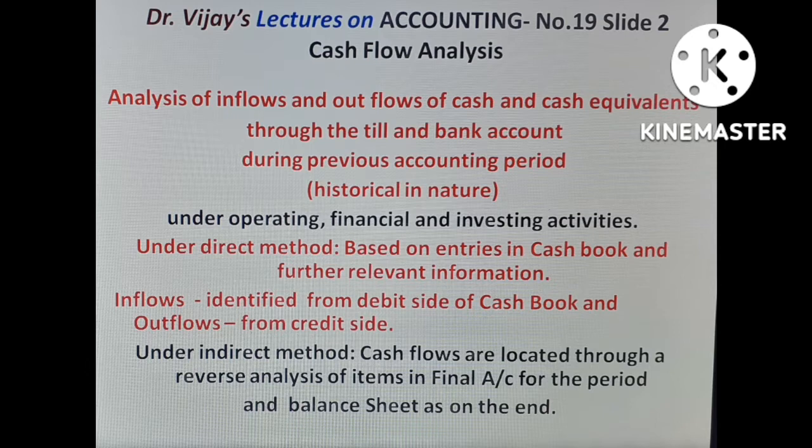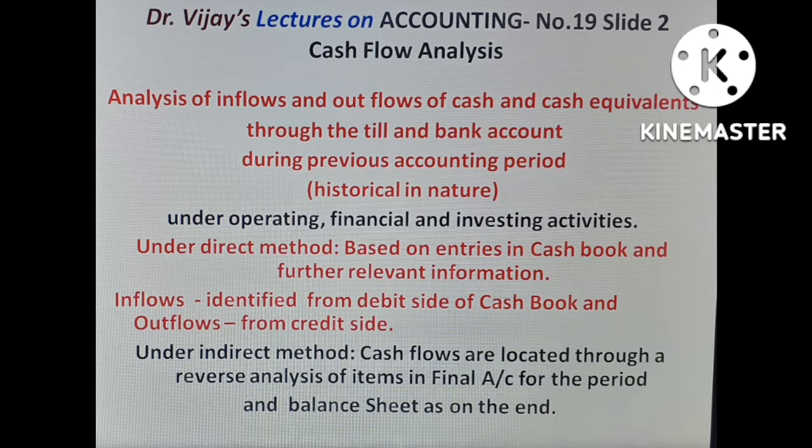The analysis is done for the previous accounting period. The inflows and outflows during the previous accounting period are studied, so it is historical in nature. The cash flow activities are classified into three: operating activities, financing activities, and investing activities. Under the direct method, the inflows and outflows are identified based on the entries in the cash book and further relevant information. Inflows are identified from the debit side of the cash book and outflows from the credit side.